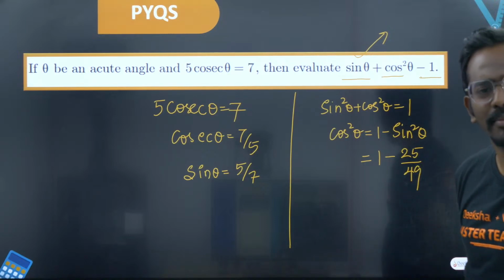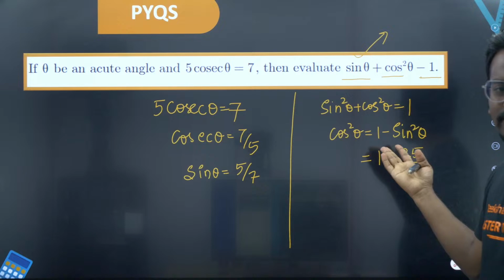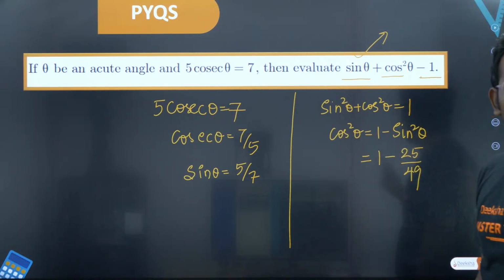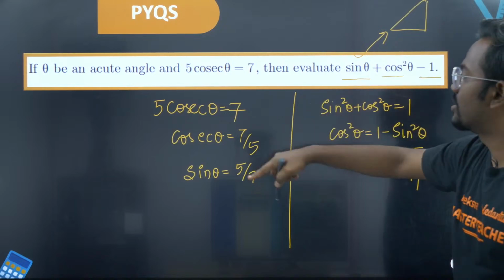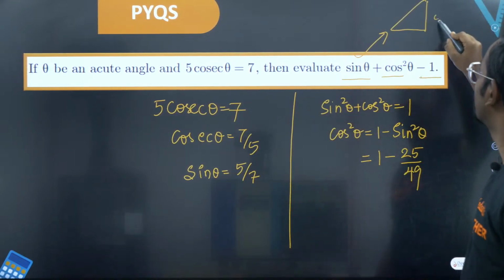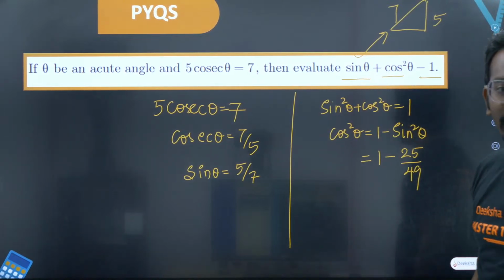You can also use the Pythagoras theorem, but preferably we will go with identities. This makes our job very easy. Yes, Harshavardhan, you can also go with Pythagoras. You will take the cosecant, which means the sine is opposite by hypotenuse. The other side, if you find it out, you will get the cos. That is also one way of finding the answer.